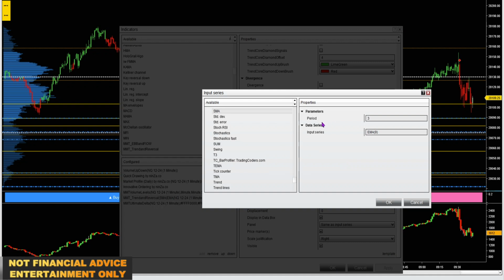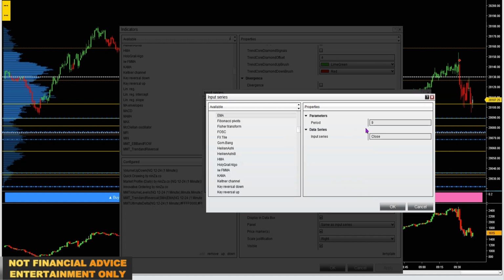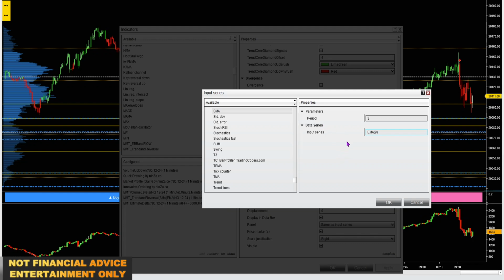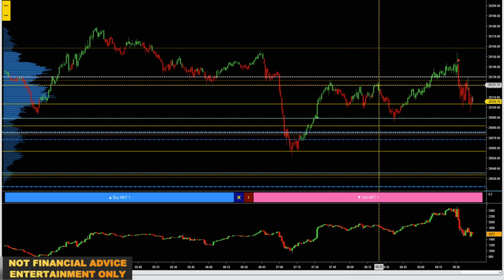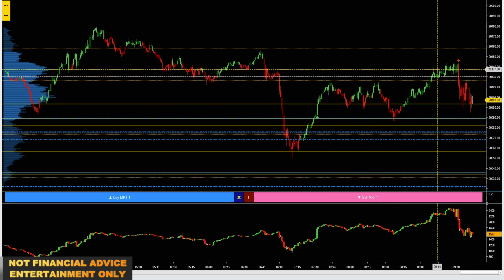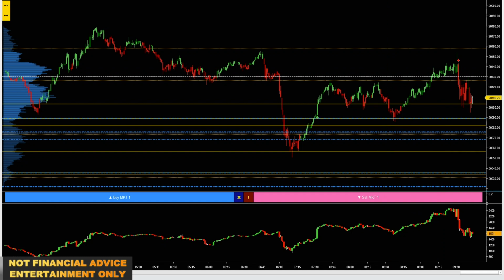I've got an input series of a 3 SMA, and the 3 SMA has an input series of a 9 EMA. So it's a 3-period SMA smoothed by a 9-period EMA. And now we're getting these very clear, smooth green and red waves painted on the candles. Just one of the many ways that you can use the Trend and Reversal indicator.